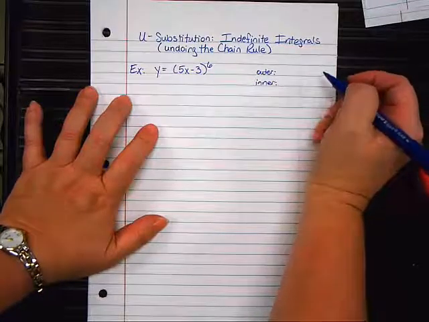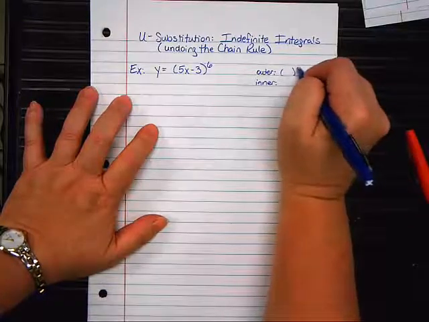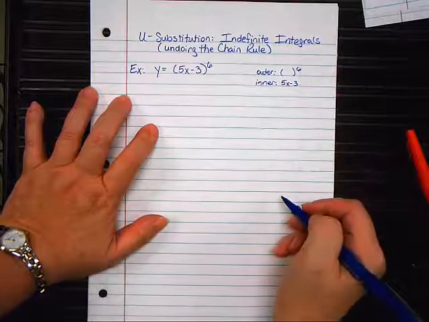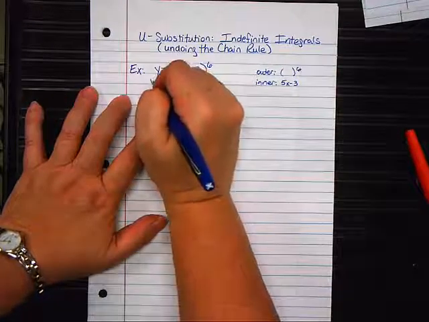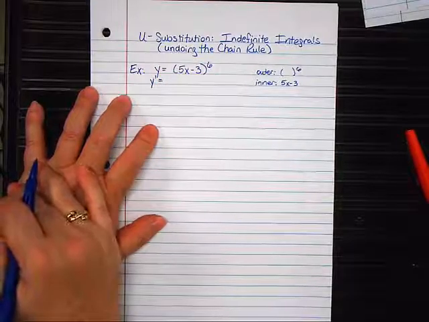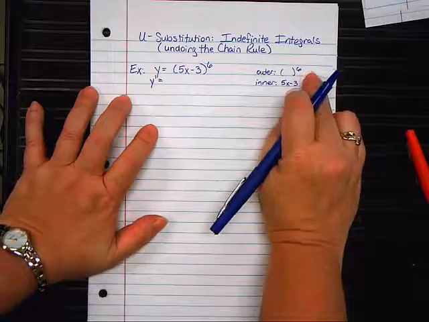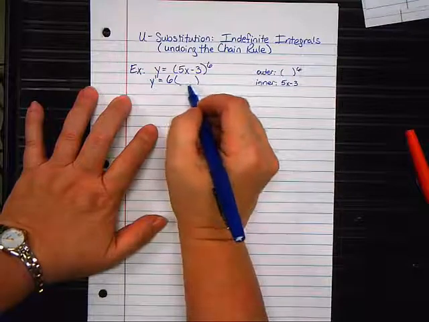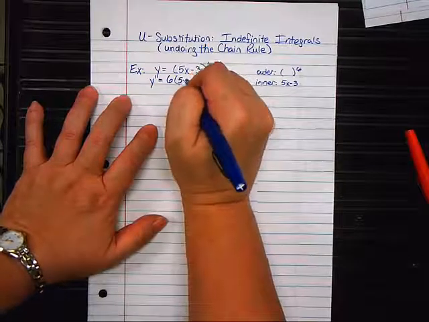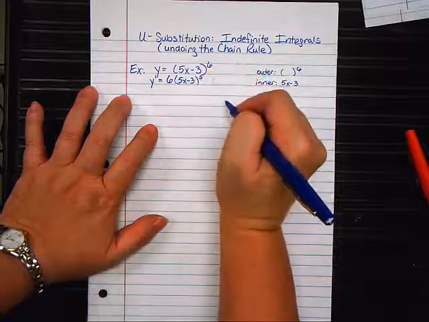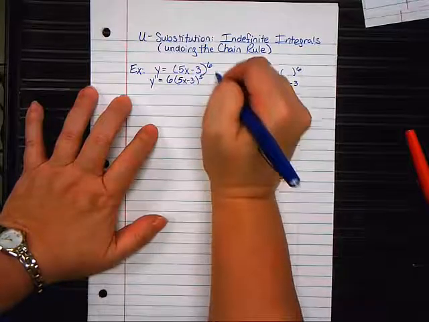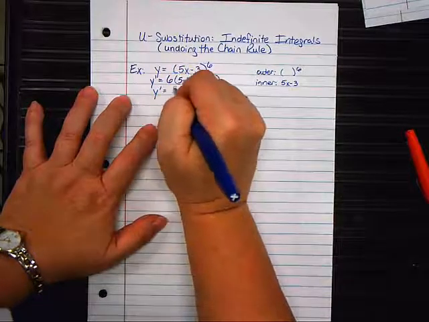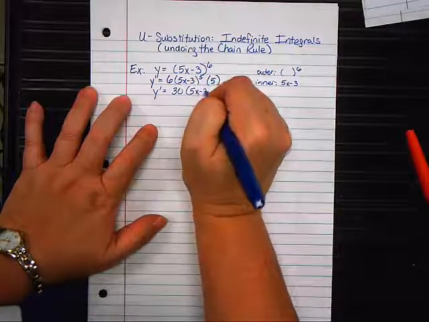What is the outer function for this problem? Parentheses to the 6th. And what is the inner function? 5x minus 3. So, if I was to take the derivative, what is the first thing I do? I take the derivative of the parentheses to the 6th, which is bring the 6 to the front. Does anything change in the parentheses? No. So it's 5x minus 3 to the 5th power. Is that it? Times the 5. So my answer would be 30 times 5x minus 3 to the 5th power.